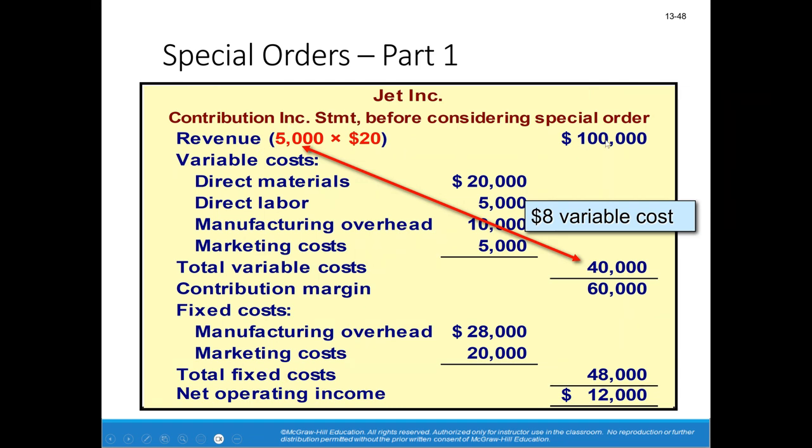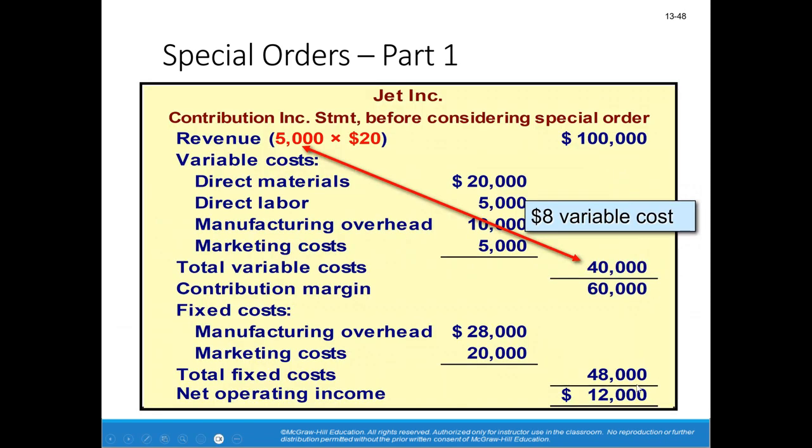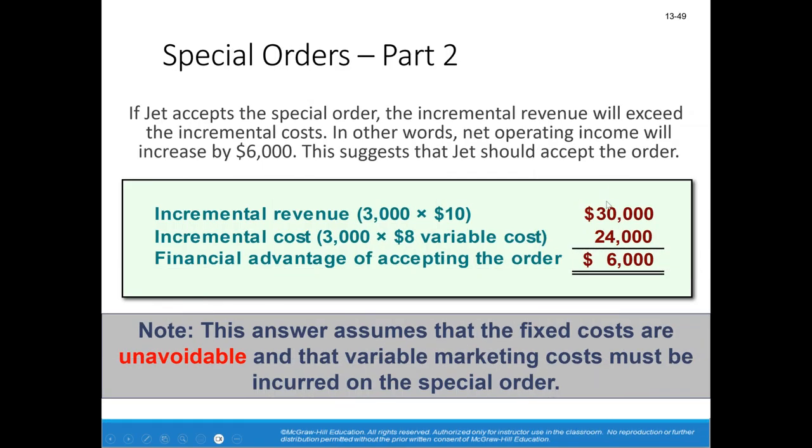So the revenue, of course, this is the revenue and the variable costs. And so this is the income statement for Jet Inc. based on their current production of 5,000 units. If we accept the order, what is going to be our incremental revenue and what is going to be our incremental cost? So again, we make $12,000. And so we're going to get $30,000.